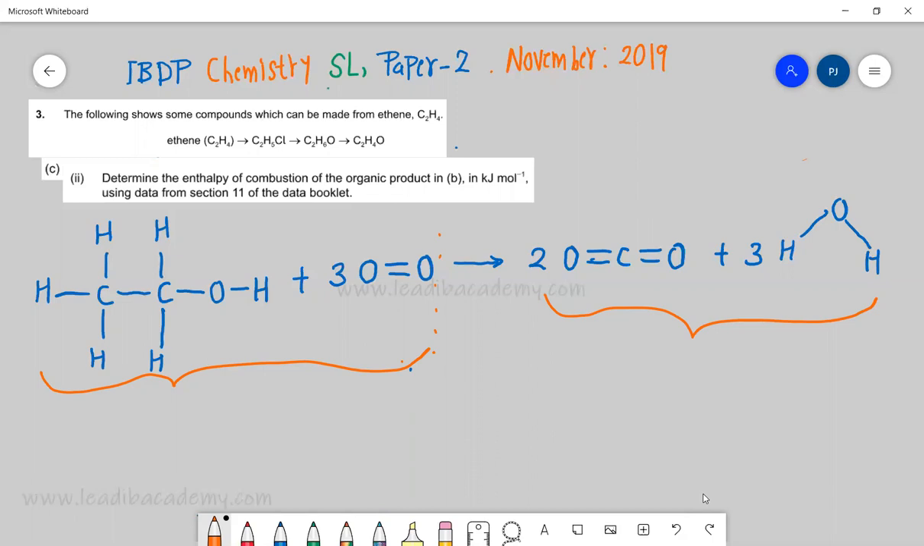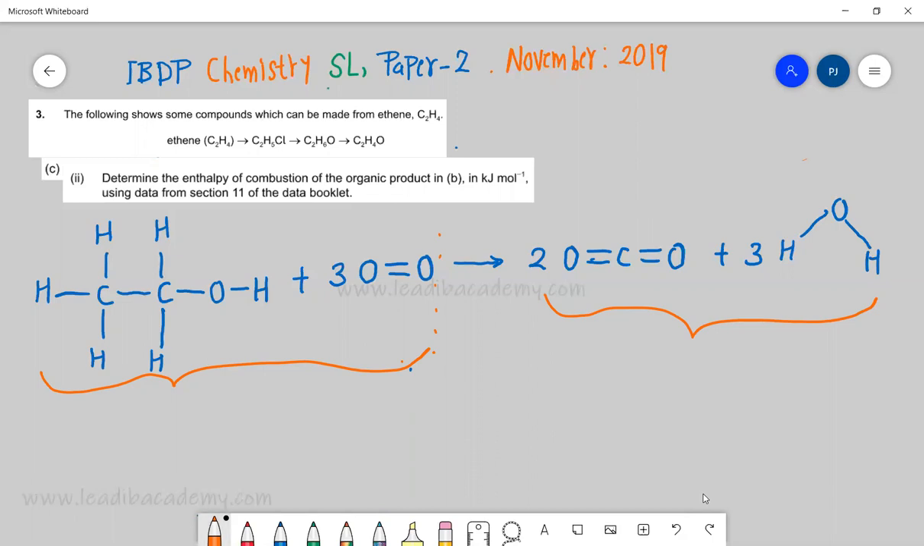Please remember, whenever bonds are getting broken, you need to supply the energy, while when the bonds are getting formed, because it is a more stable state, the energy is being released. That's all. Okay, so let's now look into it. So let's identify how many types of bonds are there.